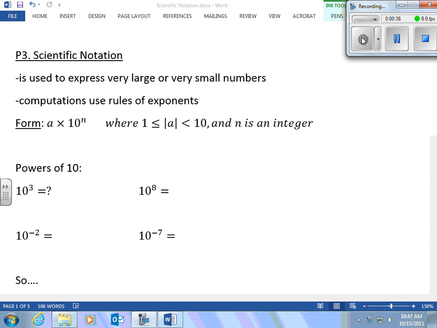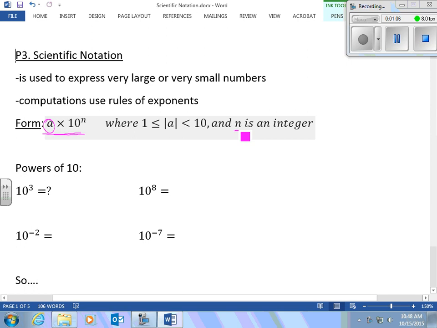The form for a number in scientific notation looks like this: a times 10 to the power of n, where the absolute value of a is greater than or equal to 1, but less than 10. So this number in front of the exponent, or times 10 to whatever power, has to be between 1 and 10. It can be equal to 1, but not 10. It must be less than 10. And it can be positive or negative, okay? And n, the exponent on the 10, is an integer.